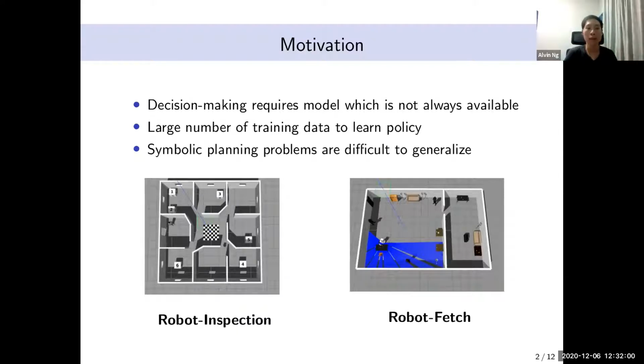For example, in our paper, we propose two domains. First, robot inspection, where a robot is tasked to inspect objects and transmit the information back to the human. In the second domain, the robot is tasked to pick up objects and bring it to its goal location.